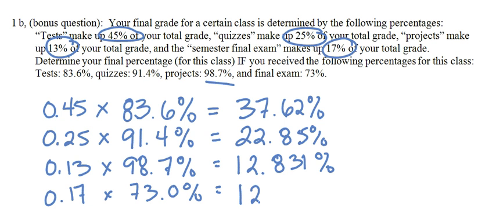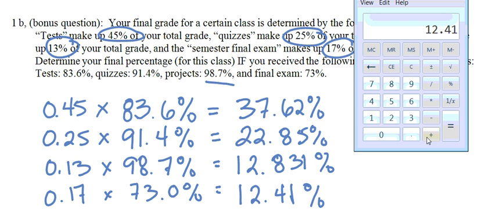All right, so now that we have all of our values, add them up. So we already have 12.41, so I'll leave that in there, plus 12.831, plus 22.85, plus 37.62. So the final grade would be an 85.7%. Okay, that's not bad.